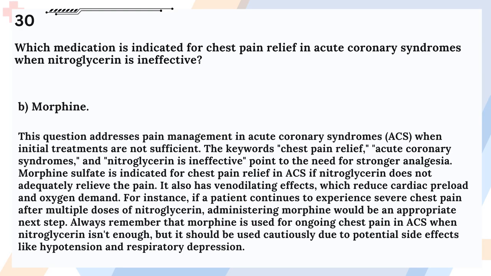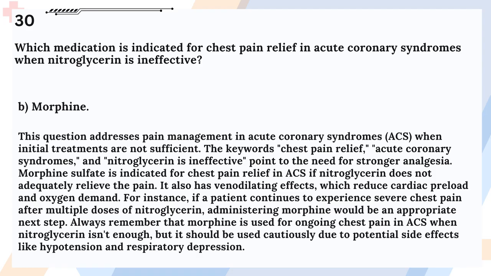Answer: B. Morphine. This question addresses pain management in acute coronary syndromes, ACS, when initial treatments are not sufficient. The keywords "chest pain relief," "acute coronary syndromes," and "nitroglycerin is ineffective" point to the need for stronger analgesia. Morphine sulfate is indicated for chest pain relief in ACS if nitroglycerin does not adequately relieve the pain. It also has venodilating effects, which reduce cardiac preload and oxygen demand.